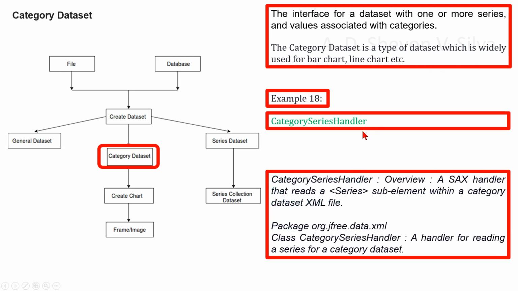Overview in CategorySeriesHandler, a SAX handler that reads a series sub-element within a category dataset XML file. Class CategorySeriesHandler in package org.jfree.data.xml, a handler for reading a series for a category dataset. The work is delegated to this class by the CategoryDatasetHandler class.